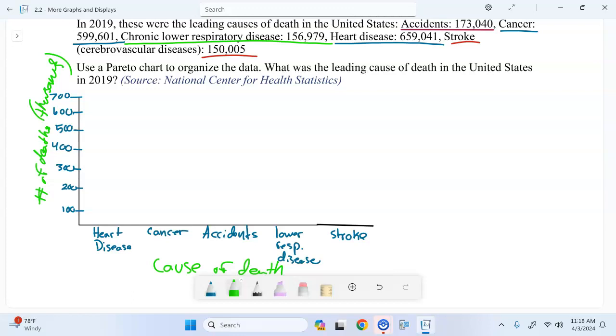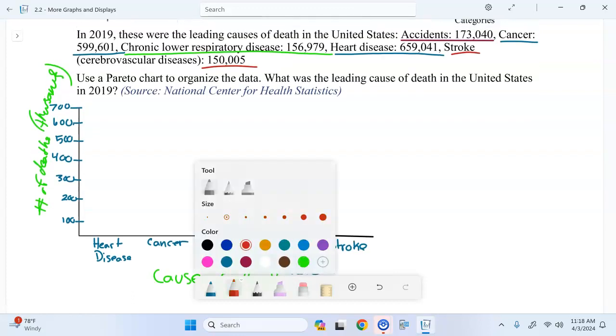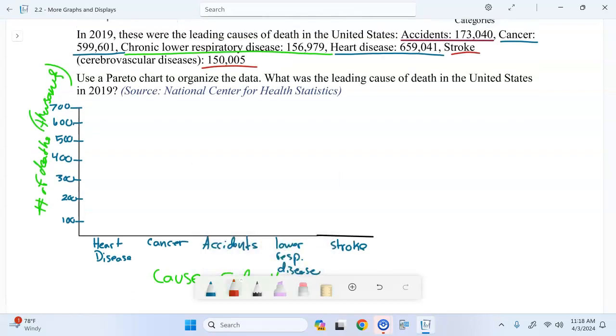So we start with heart disease. How many people died from heart disease? Approximately. Okay. Where would that put me on my graph? How far up am I going to go? In between the 6 and the 7. Just get it close. Doesn't have to be perfect. On a Pareto chart, unlike with the frequency distribution, we do not have to have the bars touching. Actually, we usually don't have the bars touching. So you'll have a little bit of a gap from bar to bar.